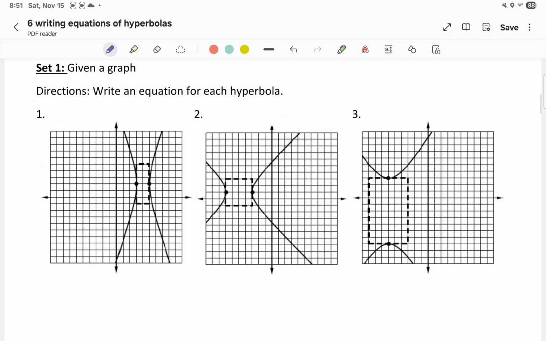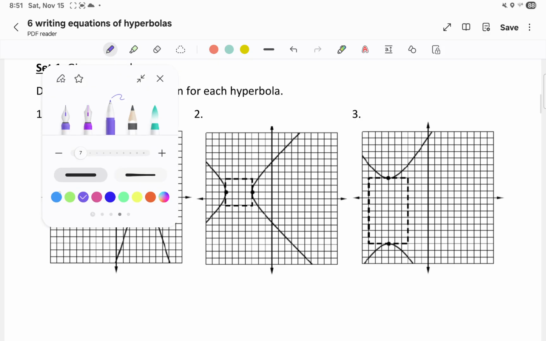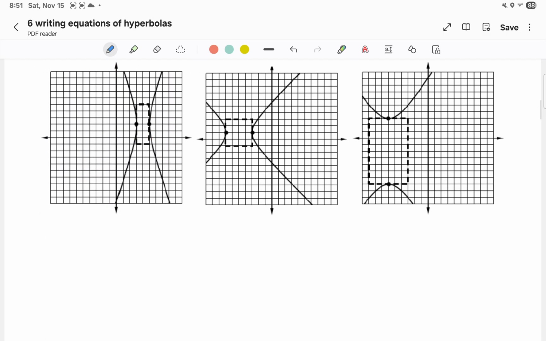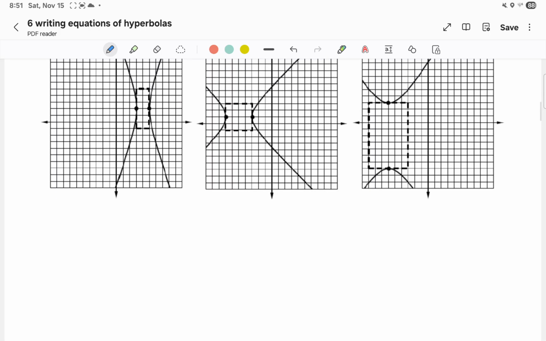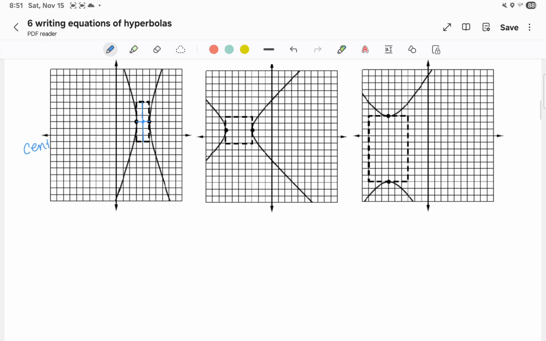So when you're given your graph, the first thing you need to do is find the center and then count to get A and B. So for our center, that is going to be where our transverse and conjugate axes meet up. And so I can find that just by drawing those lines and seeing where they intersect. So it looks like my center is 4, 2. And it looks like my A is 1, and then my B is 3.